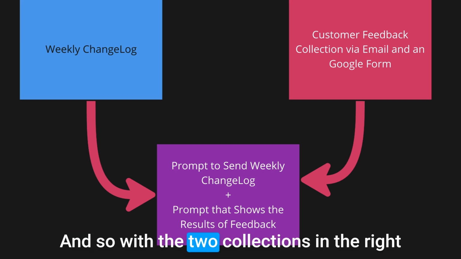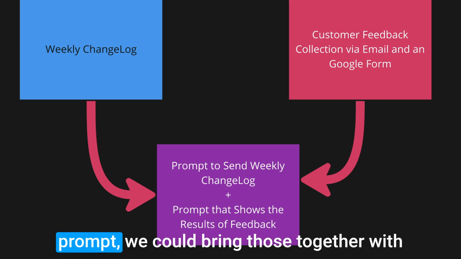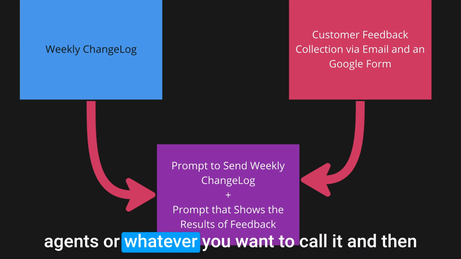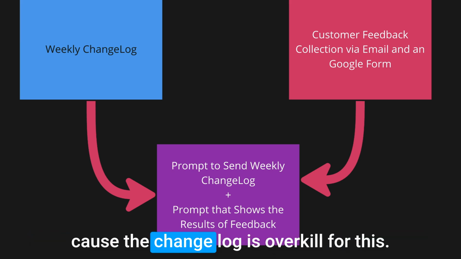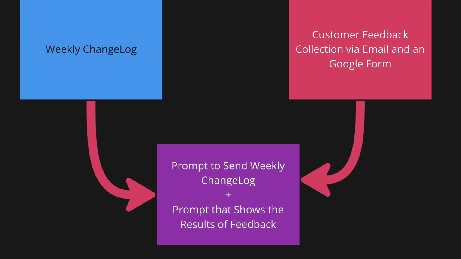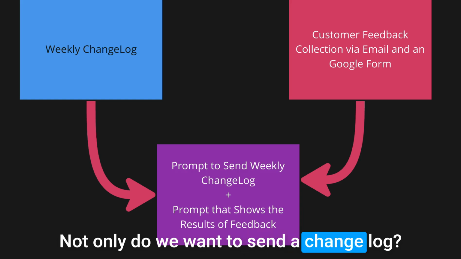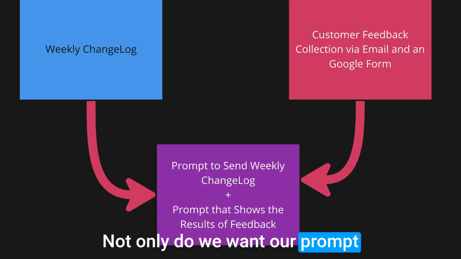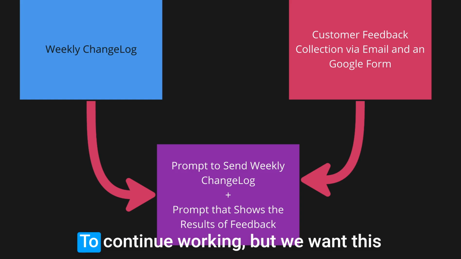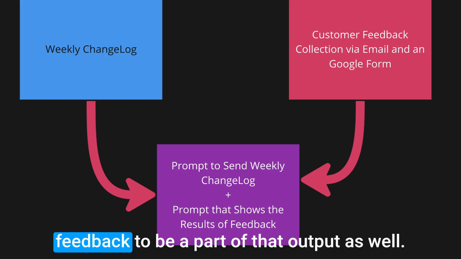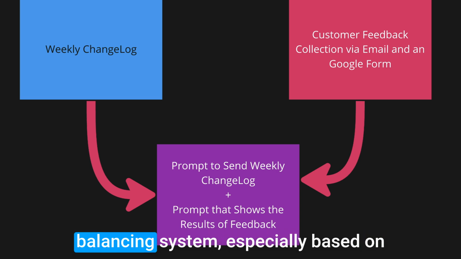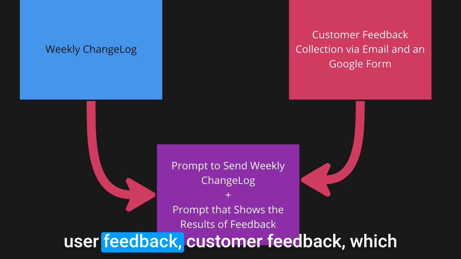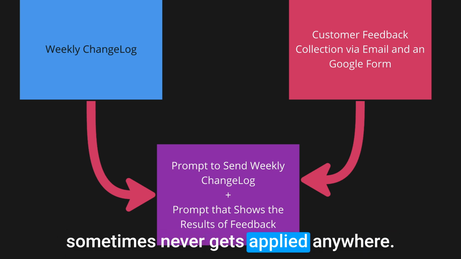And so with the two collections in the right prompt, we could bring those together with agents or whatever you want to call it, and then say, okay, on this weekly changelog or newsletter, because the changelog is overkill for this, not only do we want to send a changelog, not only do we want our prompt that we have confidence in to continue working, but we want this feedback to be a part of that output as well. So yeah, you can just start seeing how this can be a self-improving system or balancing system, especially based on user feedback, customer feedback, which sometimes never gets applied anywhere.